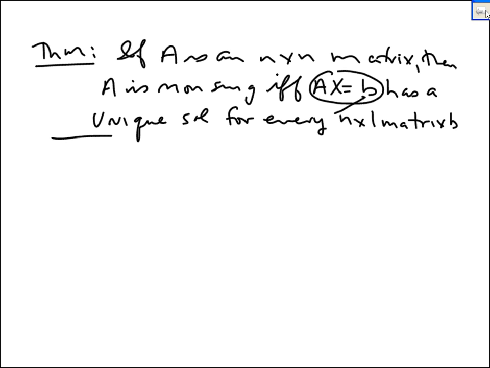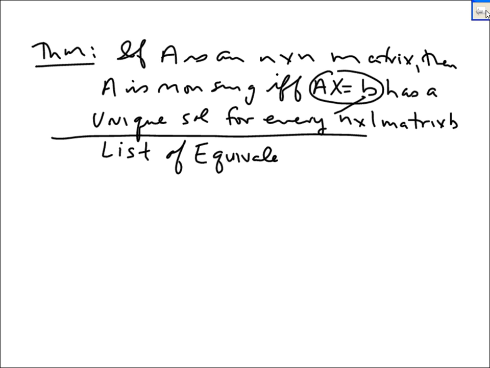Now, here is the reason why you need to know a lot of these theorems cold. This list that I'm about to write, the list of equivalences for non-singular, that is, the list that I'm about to write, they all mean non-singular. That is, they're all equivalent. They're the same statement.